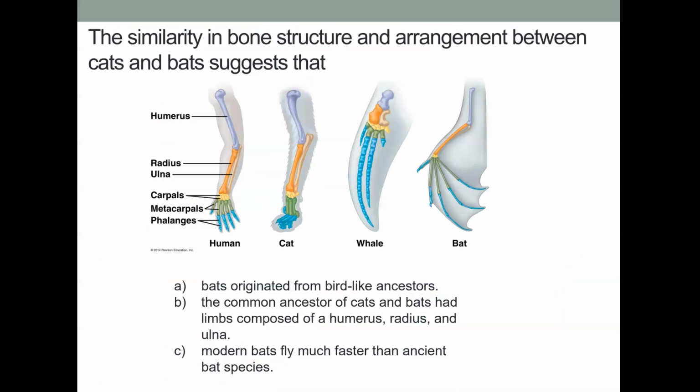So ask yourself this question. What does the similarity in bone structure suggest? So the correct answer here is B. All 4 of these are mammals: humans, cats, whales, and bats. And all 4 of us have a common ancestor, if we go back far enough in time, that had these same bones. And again, it doesn't mean anything else other than that. So we share what's called a common descent.